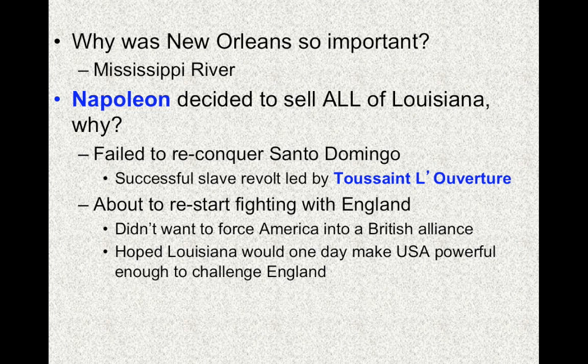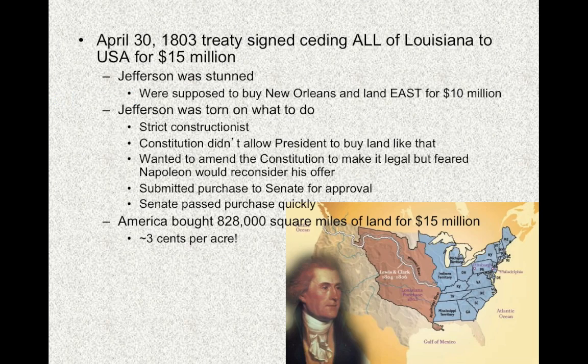Again, France is looking at who's going to be the best on the sides to be on at the end, if they wanted to defeat England. Having the United States be powerful enough to help them do it, or to eventually conquer England, would be great for France in the long run. So on April 30th, the treaty is signed, which cedes all of Louisiana to the United States for $15 million.